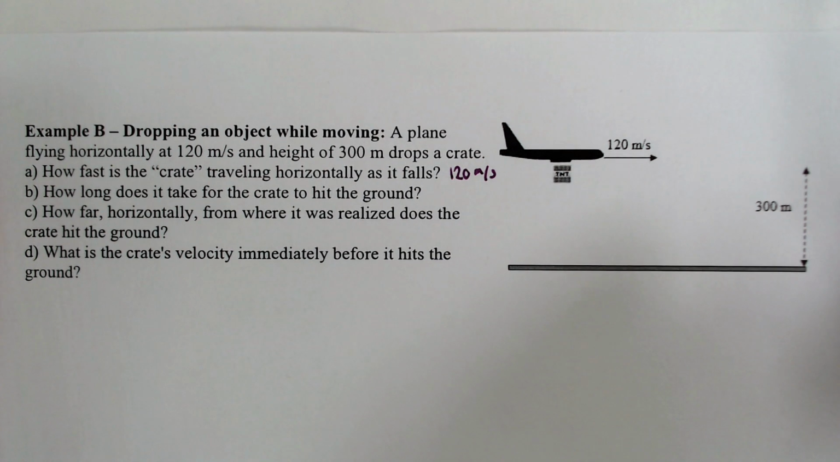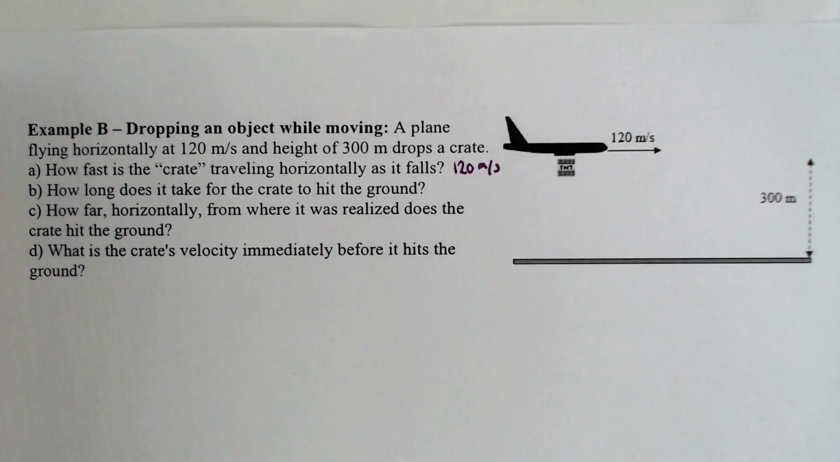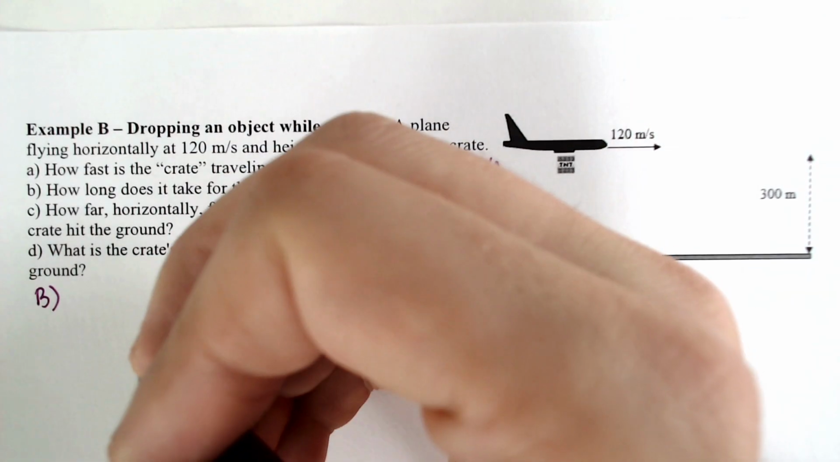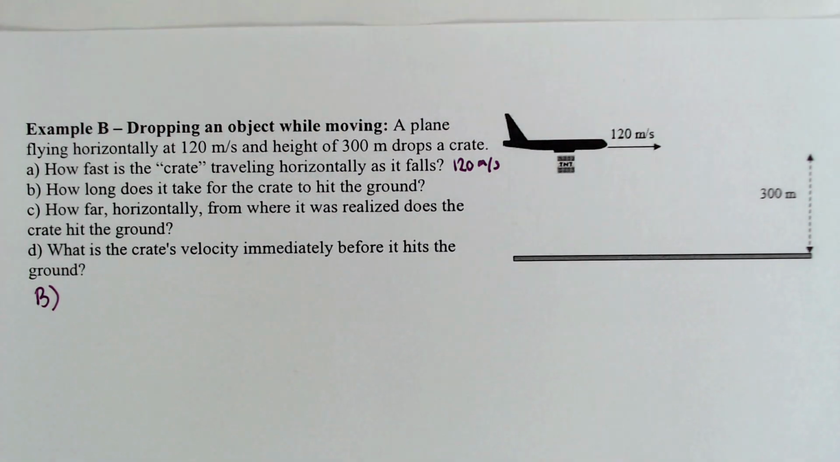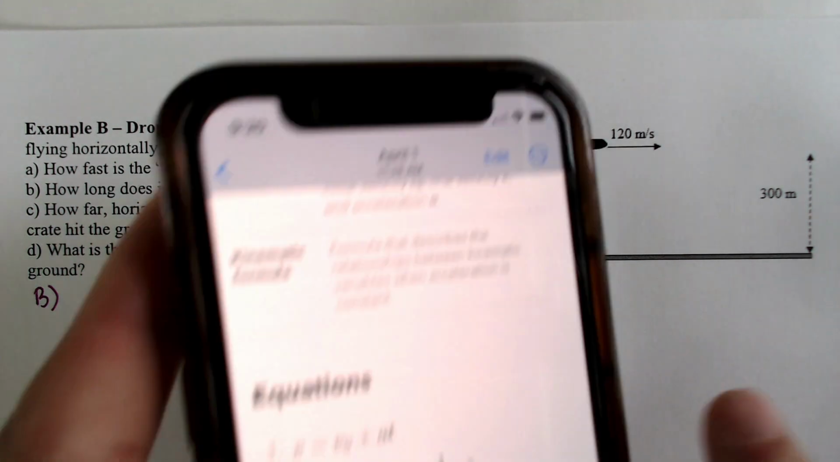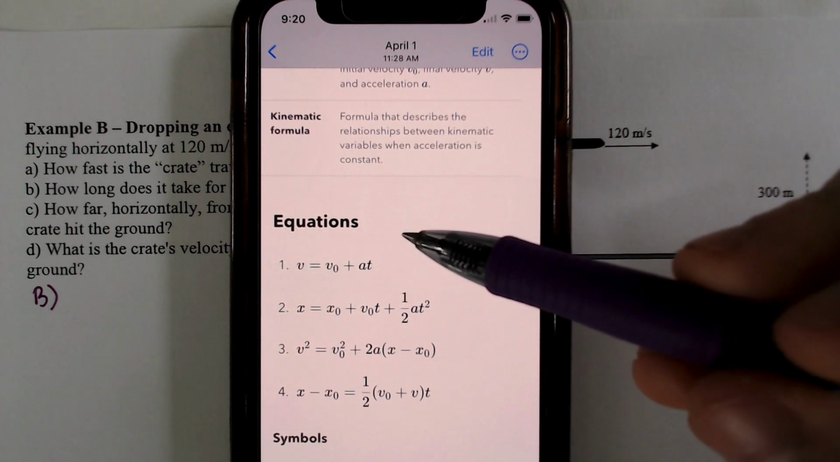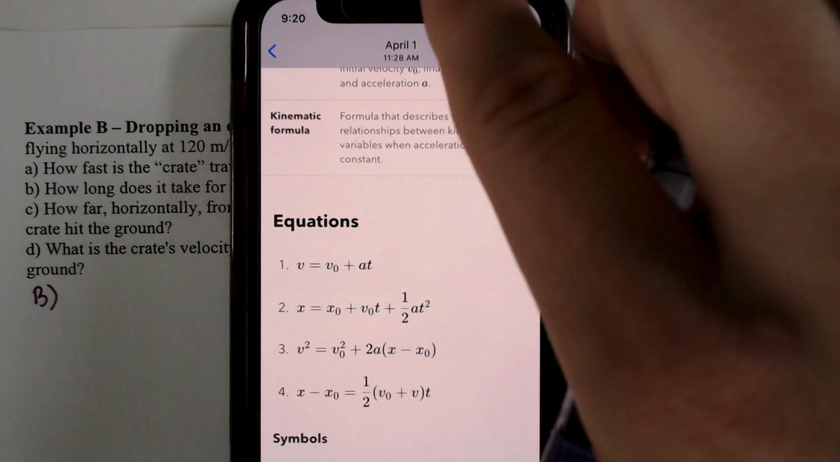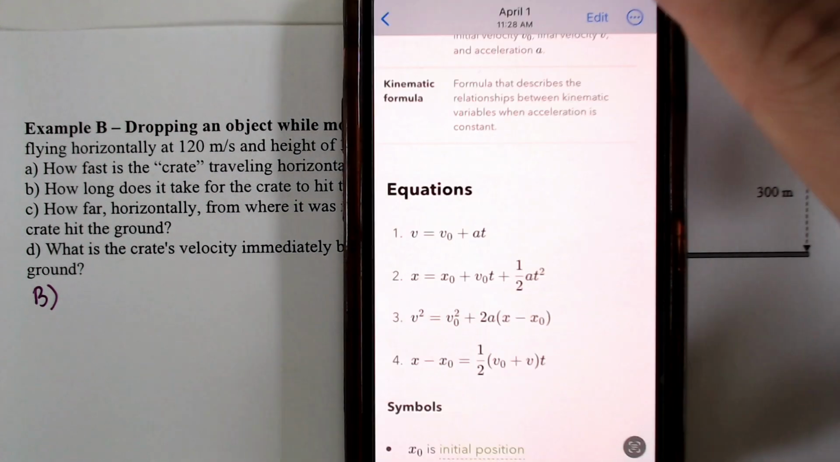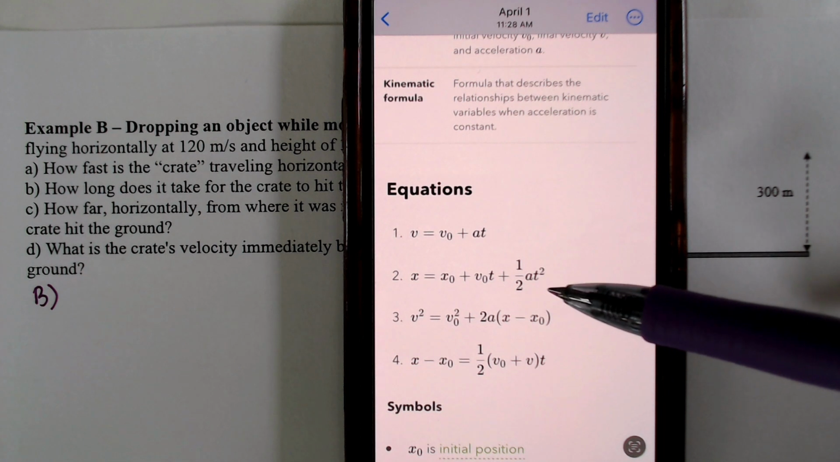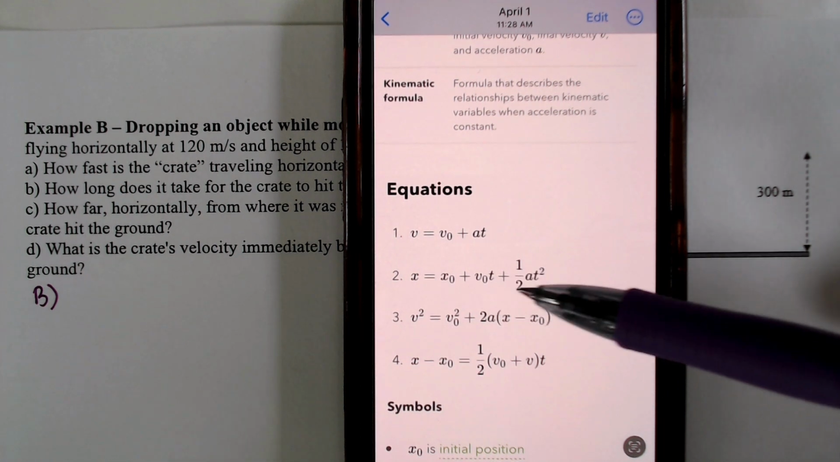So with that in mind, for part B, we would need to look at our kinematic equations and determine which one we would like the most. I use these equations right here on my phone. Which one would deal with only the height? It wants to know how long it takes for the crate to hit the ground. So we have to know a delta x, an acceleration, and a t. It feels like it's going to be the second one right here.